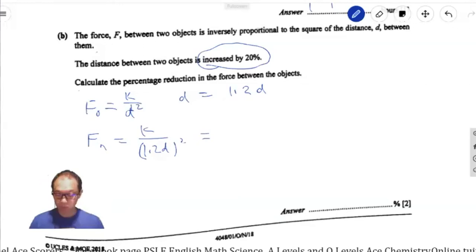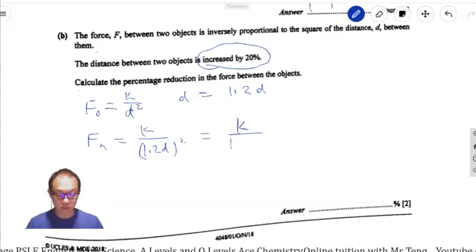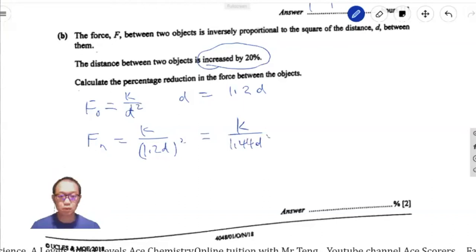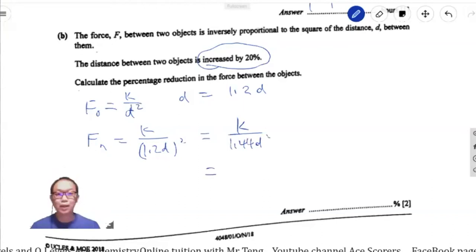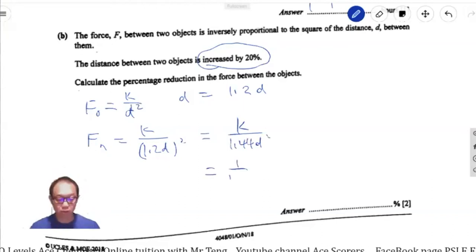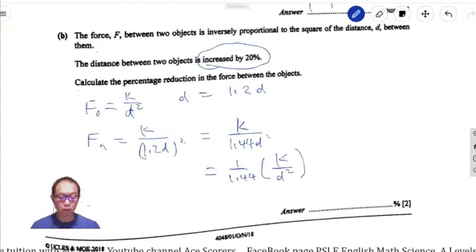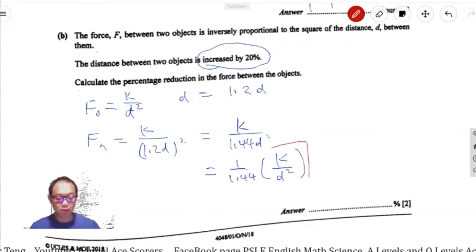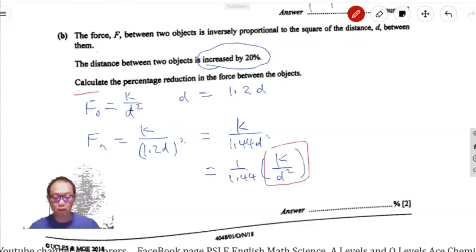We have done a lot of this already, so you should be pretty good at this. Okay. So K over 1.44D squared. I want to take out the 1.44, so it is 1 over 1.44 times K over D squared. Now, why do I want to do this? Because I want to isolate this part, because this is our old F.